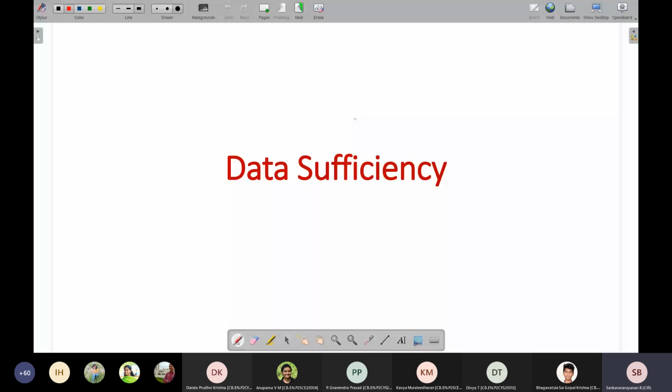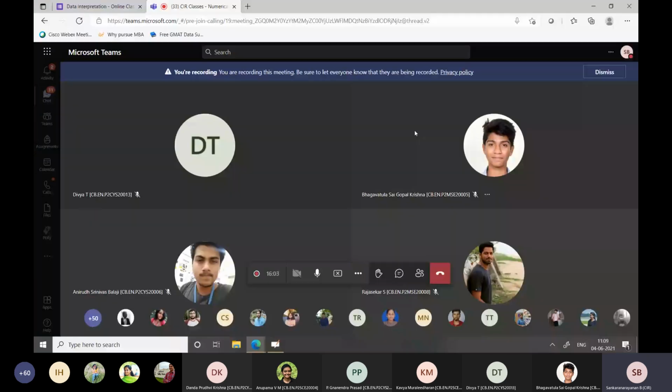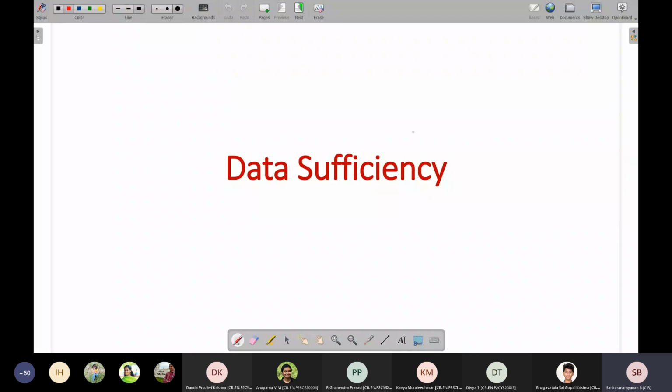I assume that my computer screen is visible for you all, right? Can one of you please confirm? Is my computer screen visible to you? Yes, sir. Yes, sir. Okay, thank you.